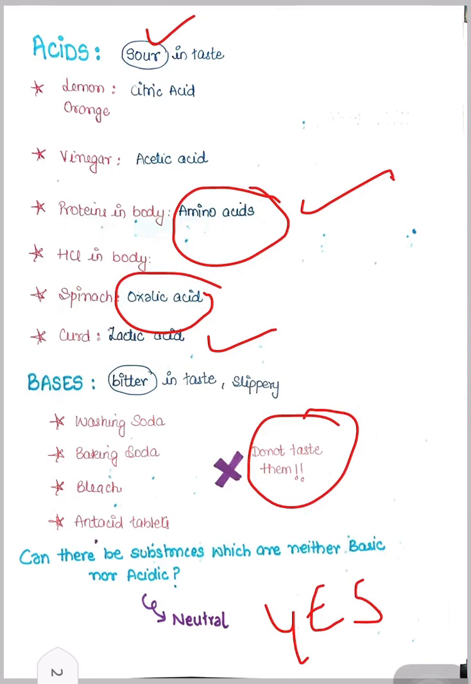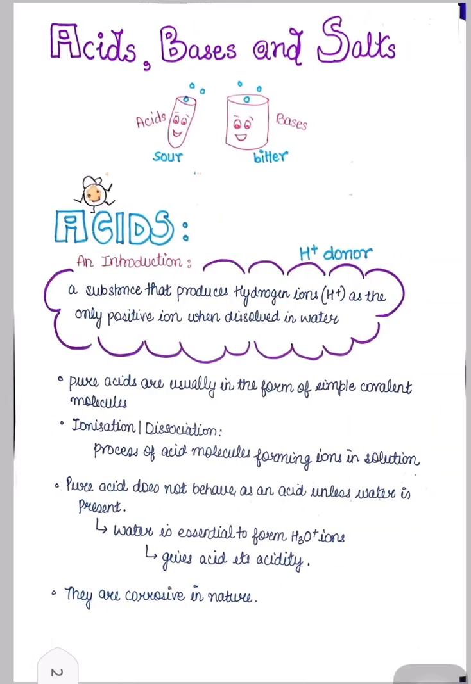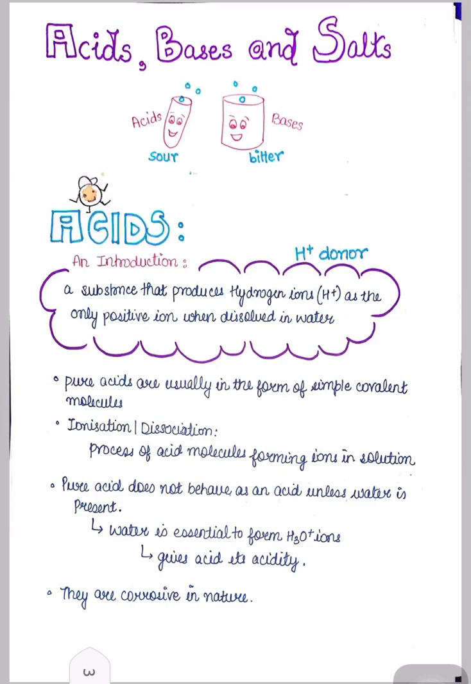Starting with the very first important topic: what is an acid? A simple definition: any substance that produces hydrogen ions as the only positive ion when dissolved in water. So any substance which produces H+ ions, or hydrogen ions, or protons, will be called an acid, but they will only be produced when the substance is dissolved in water.